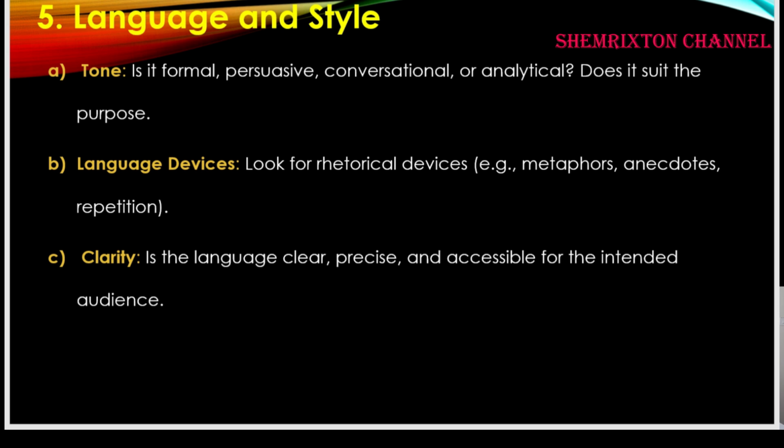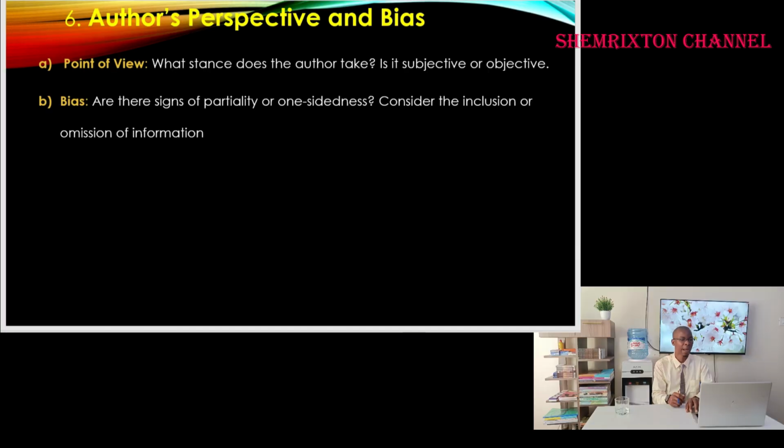And then the next point on language and style is clarity. Is the language clear? Is it precise? Is it accessible for the intended audience? So, my viewers, those are the 3 points under language and style. Let's look at the next slide, and that is on the author's perspective.